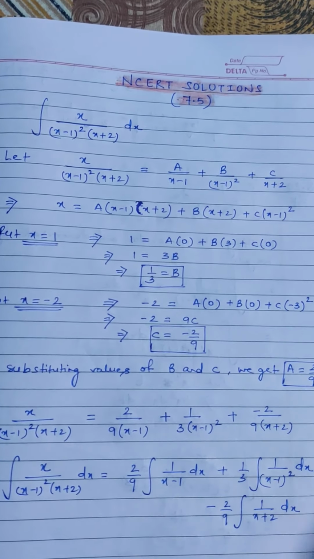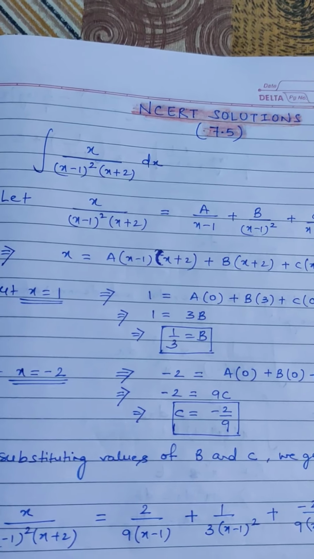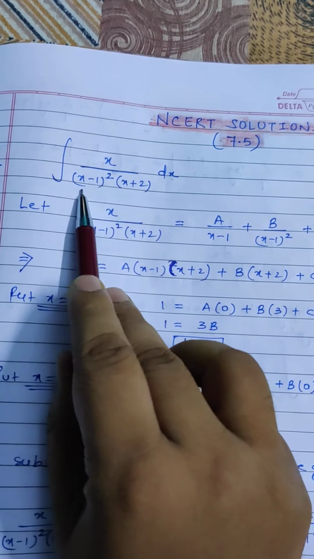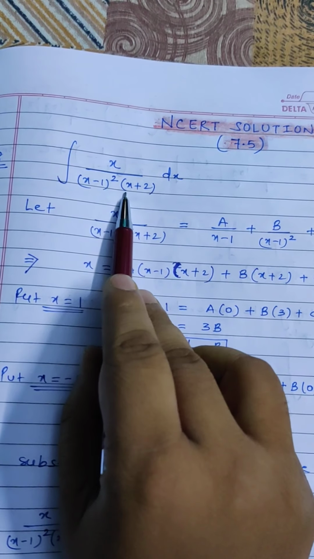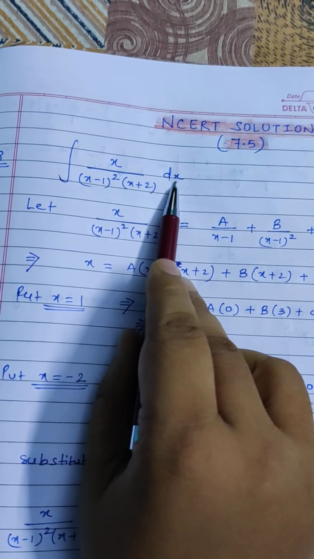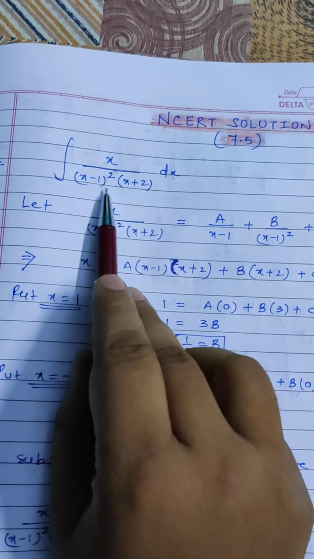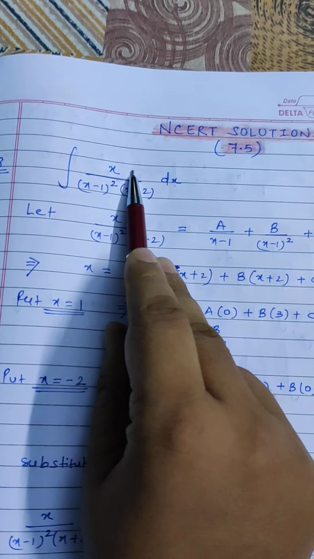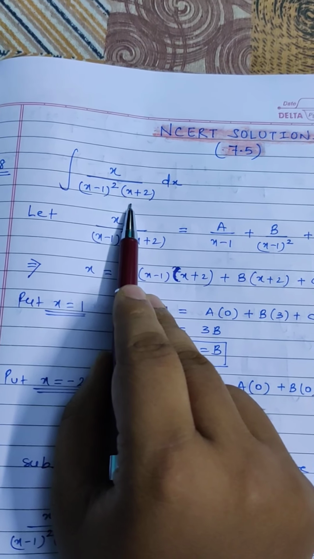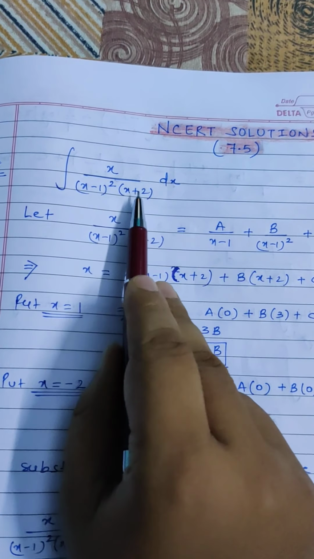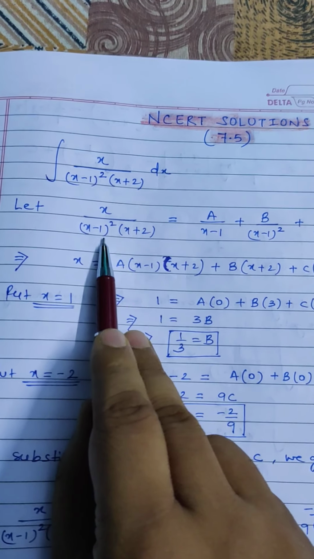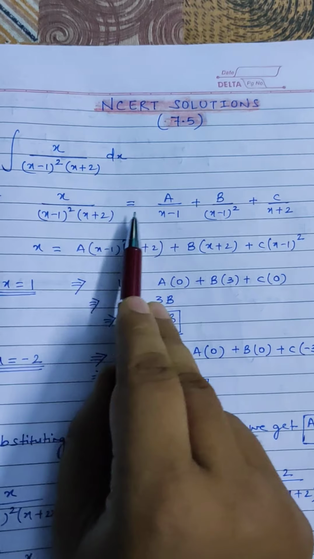If you see this question very carefully, the question is integration of x upon (x minus 1) whole square multiplied by (x plus 2) dx. Now, this is in the form of a rational function in which the degree of the numerator is less than the degree of the denominator. For this type of rational function, I will just split this rational function into this form.